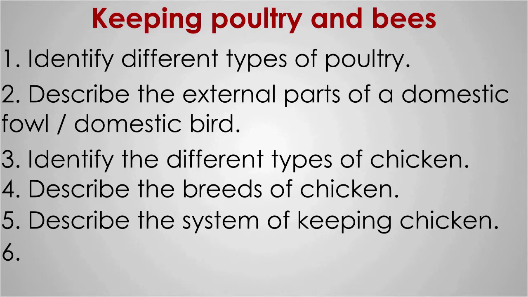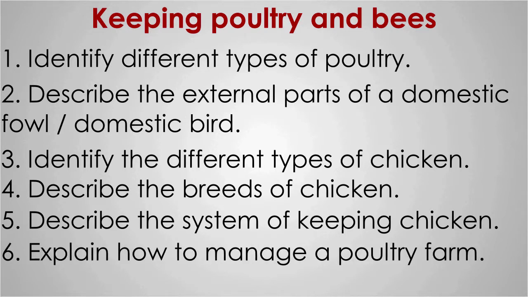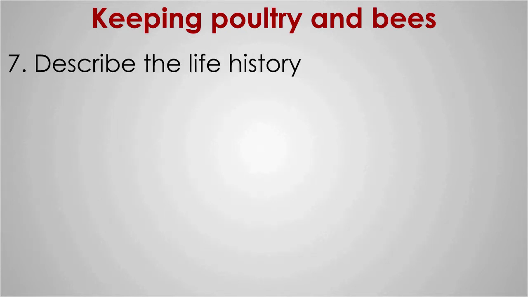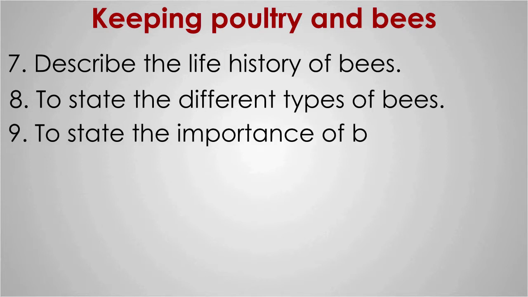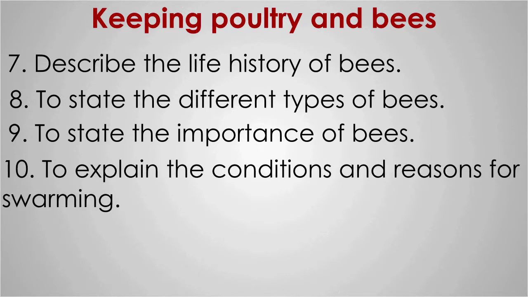Number 6. To explain how to manage a poultry farm. Number 7. To describe the life history of bees. Number 8. To state the different types of bees. Number 9. To state the importance of bees. Number 10. To explain the condition and reasons for swarming.